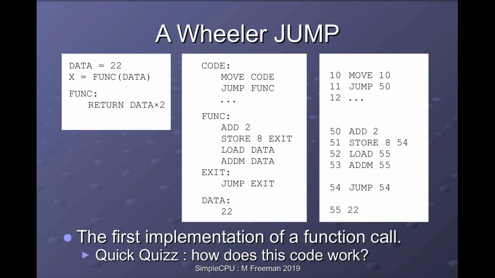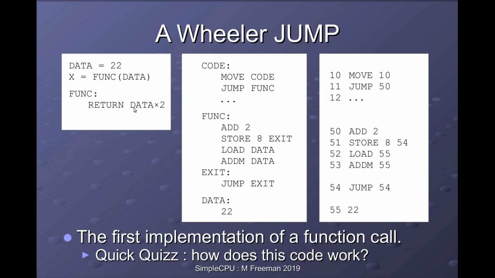An example of that is a Wheeler jump. This is the first example of a subroutine call used in a processor. It was actually used in EDSAC, that first generation computer we looked at in the first set of lecture slides. Here we have the pseudocode of the software function I want to implement. I've got a variable, initialize it to a value, then I call a function on that variable to update a new variable. The function declaration is down here.